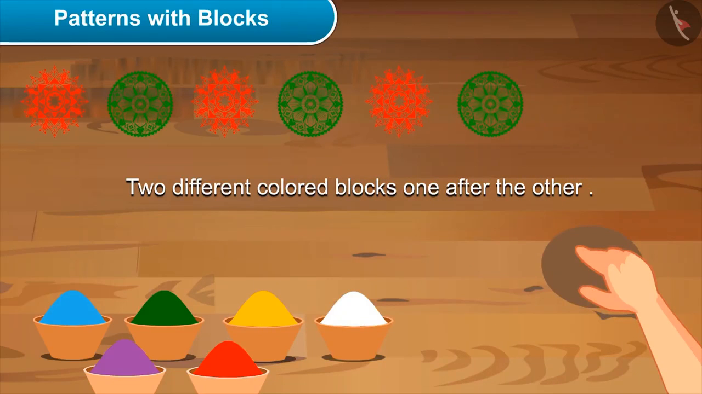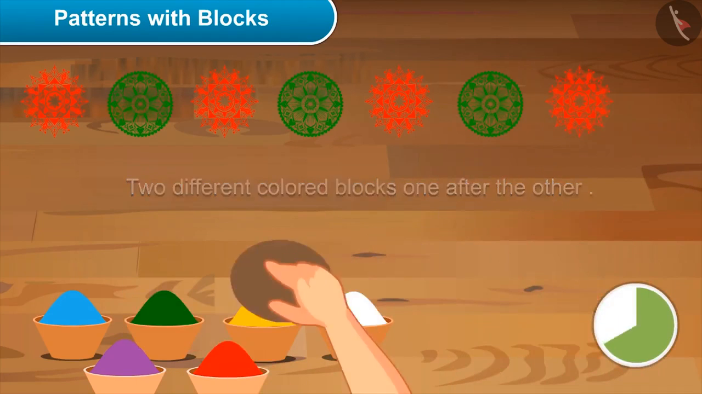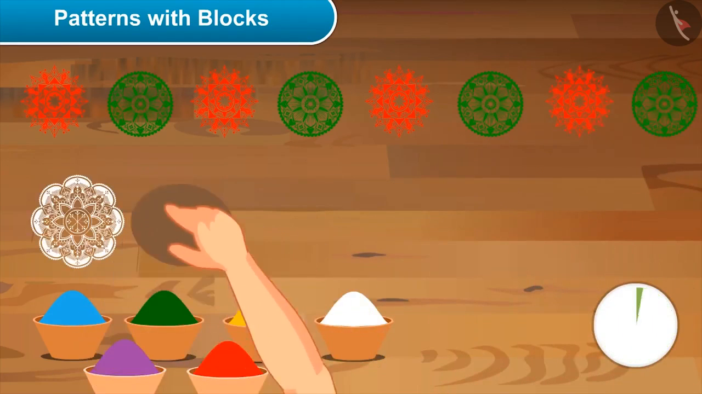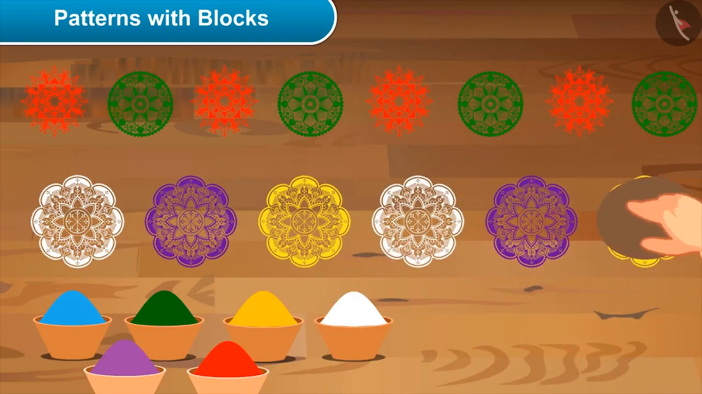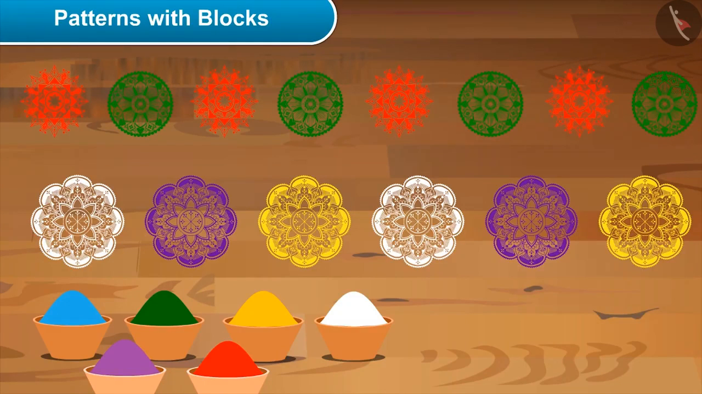Now let's finish this pattern. Mom, can I draw one more? Yes, definitely. Oh, you have made a really nice pattern. Yes, I have made this rule on my own by experimenting on different colors. Very good. So beautiful.